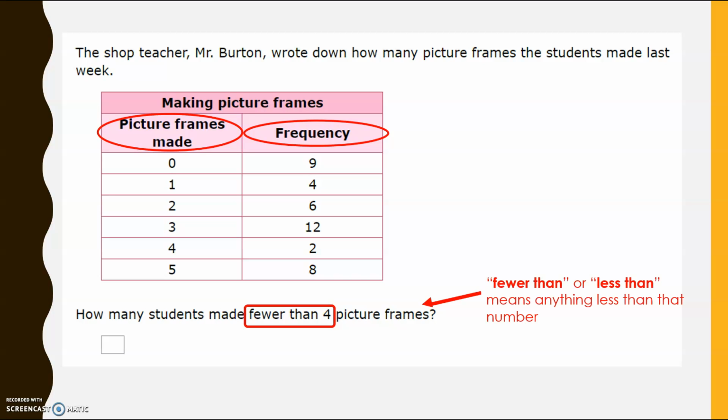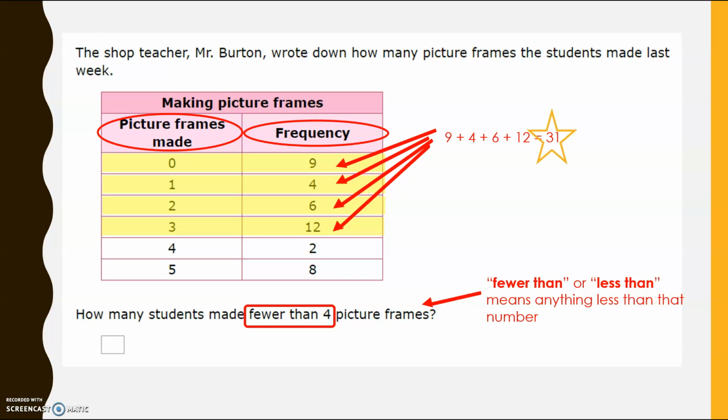Fewer than or less than means anything less than that number. So we need to find students that made fewer than or less than 4 picture frames. That would mean 0 picture frames, 1, 2, or 3. So if we add up all the frequencies of those responses, those are from this column, we add up 9, 4, 6, and 12, and we get 31. That means 31 students made fewer than 4 picture frames.